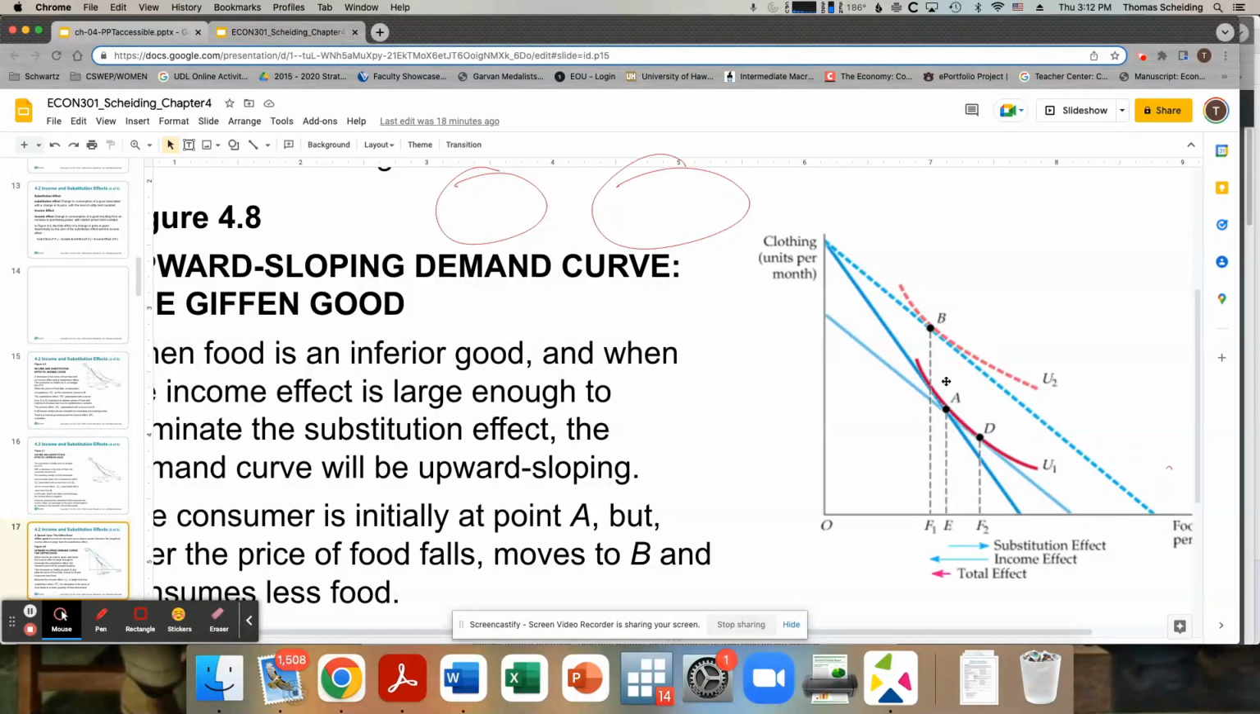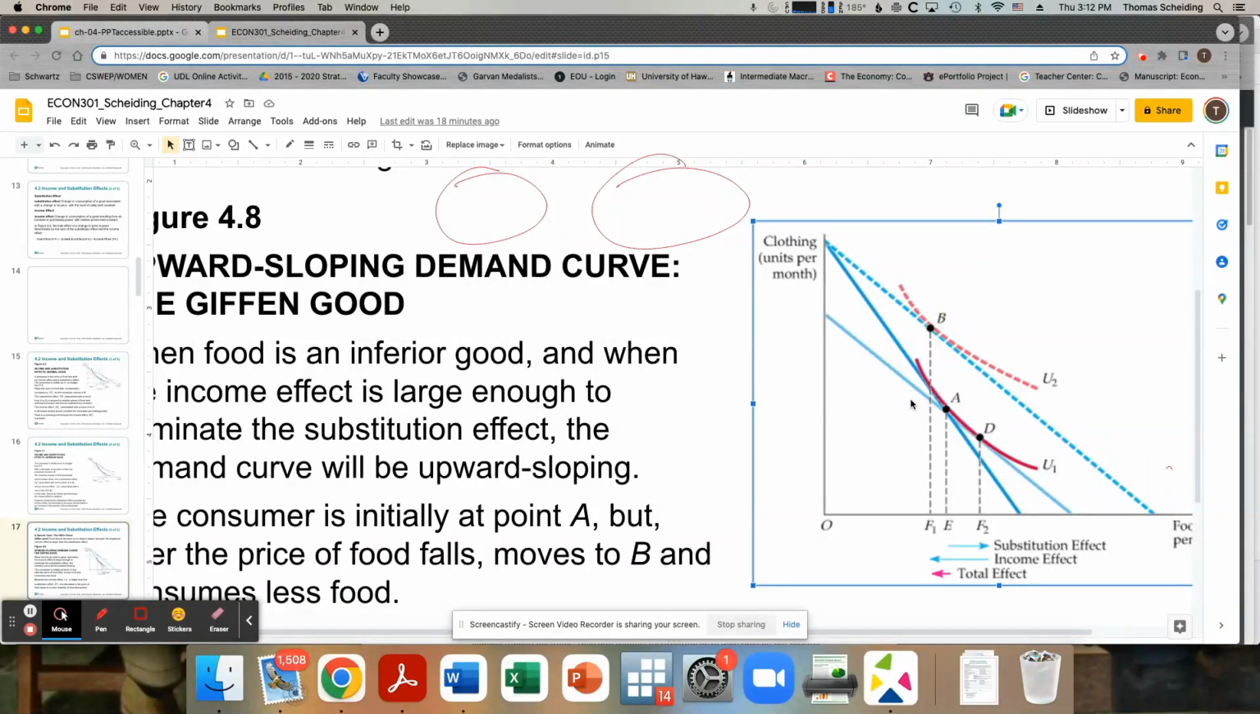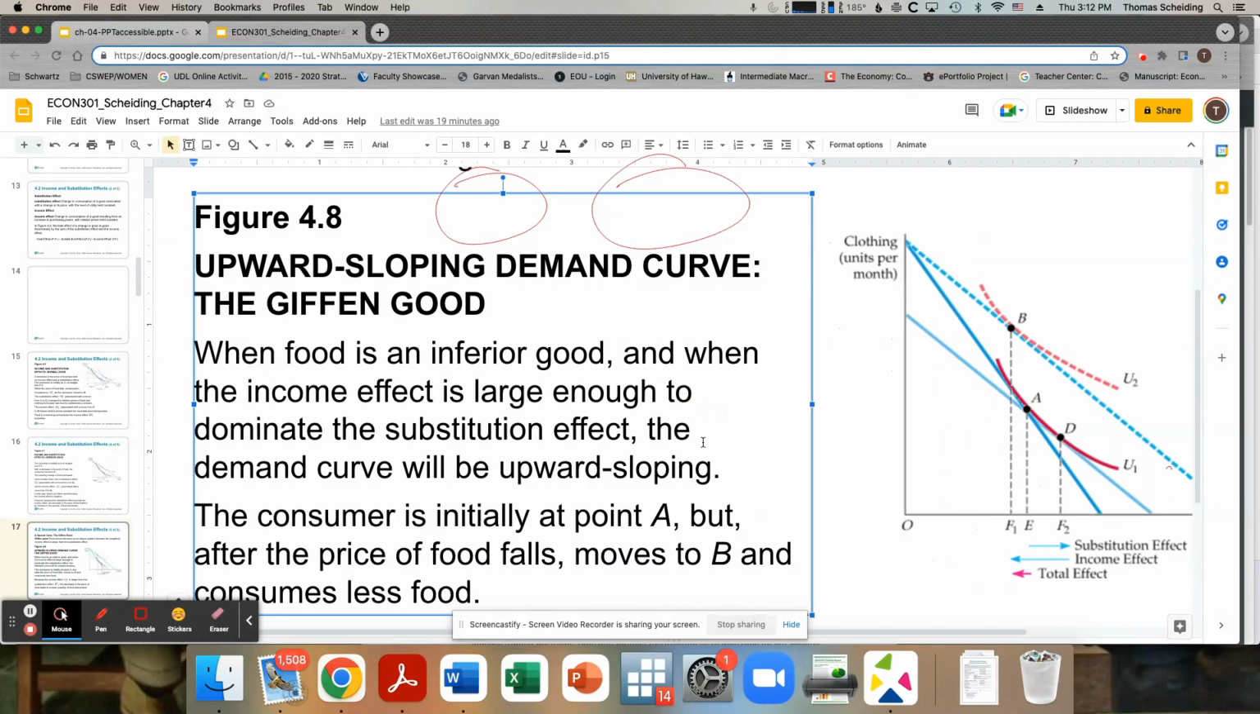So whatever this Giffen good is, it's falling in price. So it's going from A to B. The quantity is going down as the price is going down. So that would be upward sloping. Let's look at the two things here.